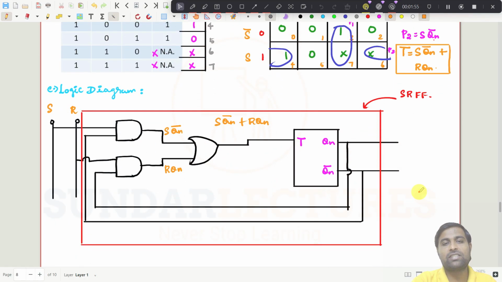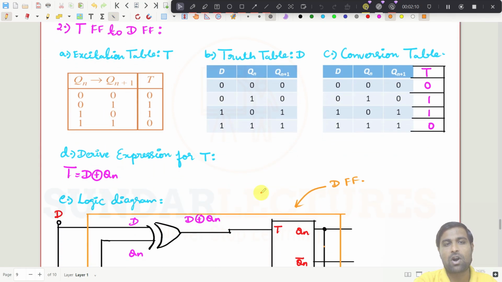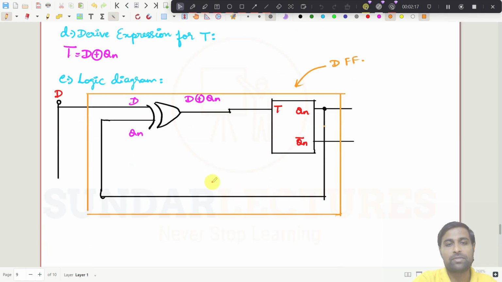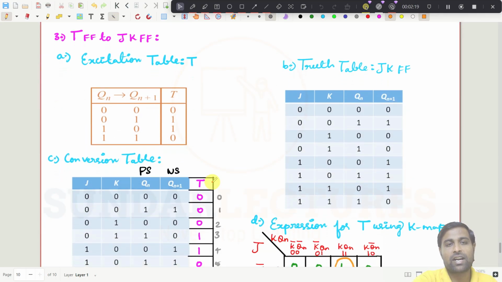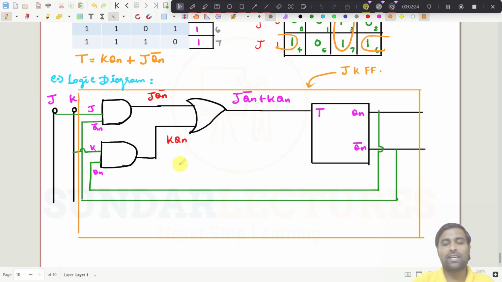So simply we have drawn the conversion logic diagram, right? Conversion table, and then from the conversion table we derive the expression for T and draw the logic diagram. So this is the principle. We followed the same principle for all other conversions also: excitation table, truth table, conversion table, and finally the logic diagram. And this is for T flip flop to JK flip flop. So this is how you need to connect the JK flip flop, right? We have drawn the logic diagram of a JK flip flop using T flip flop.